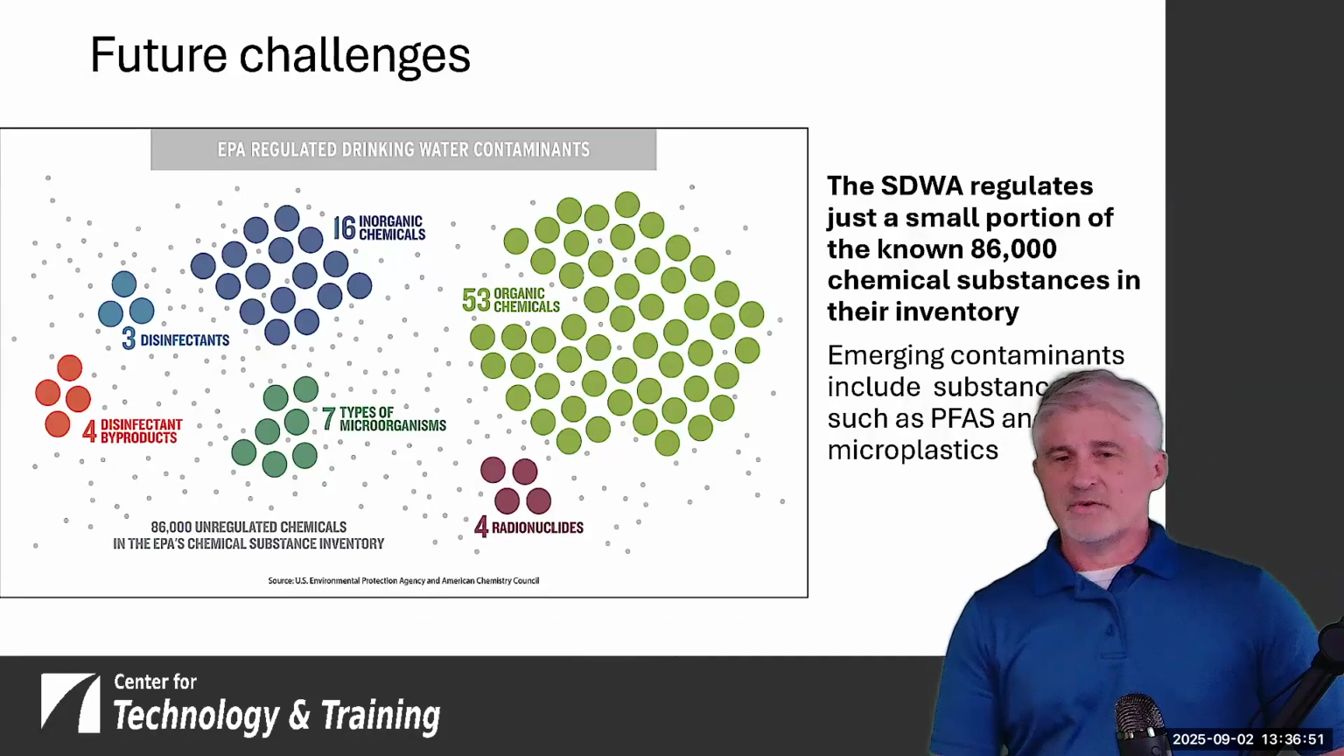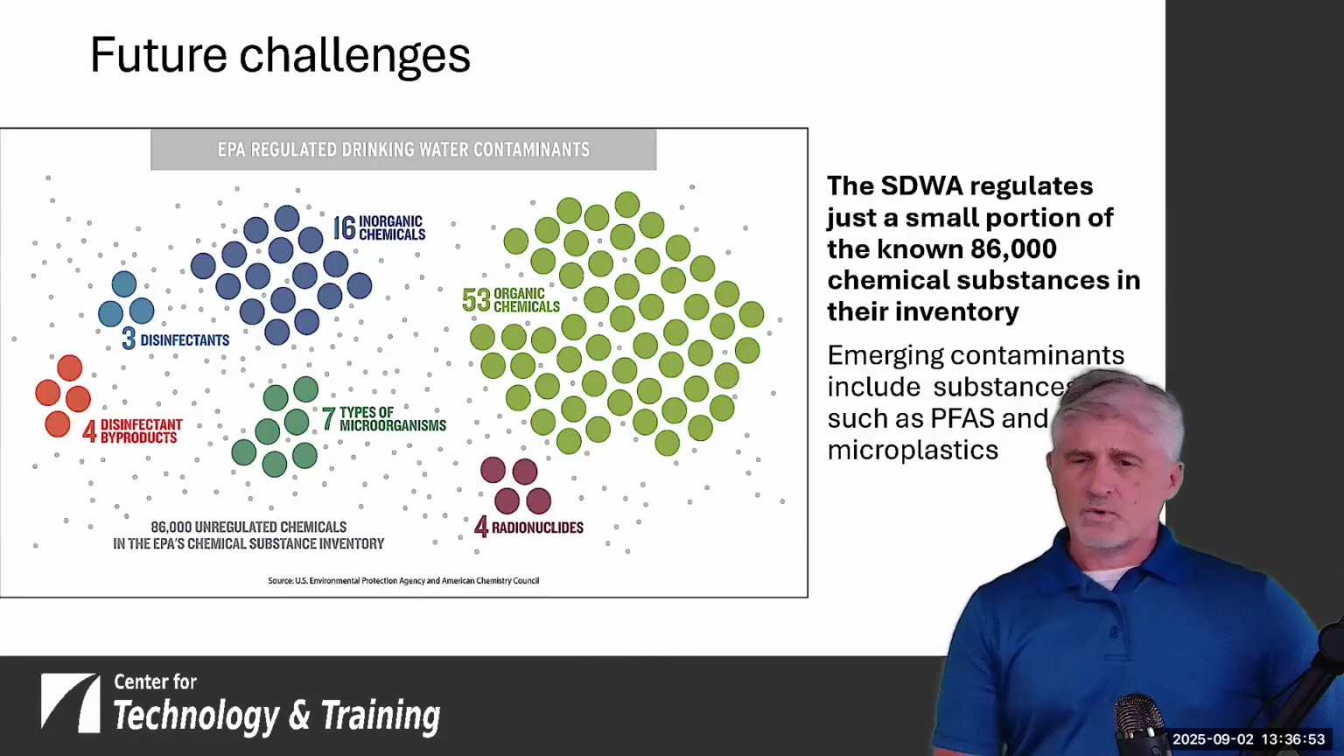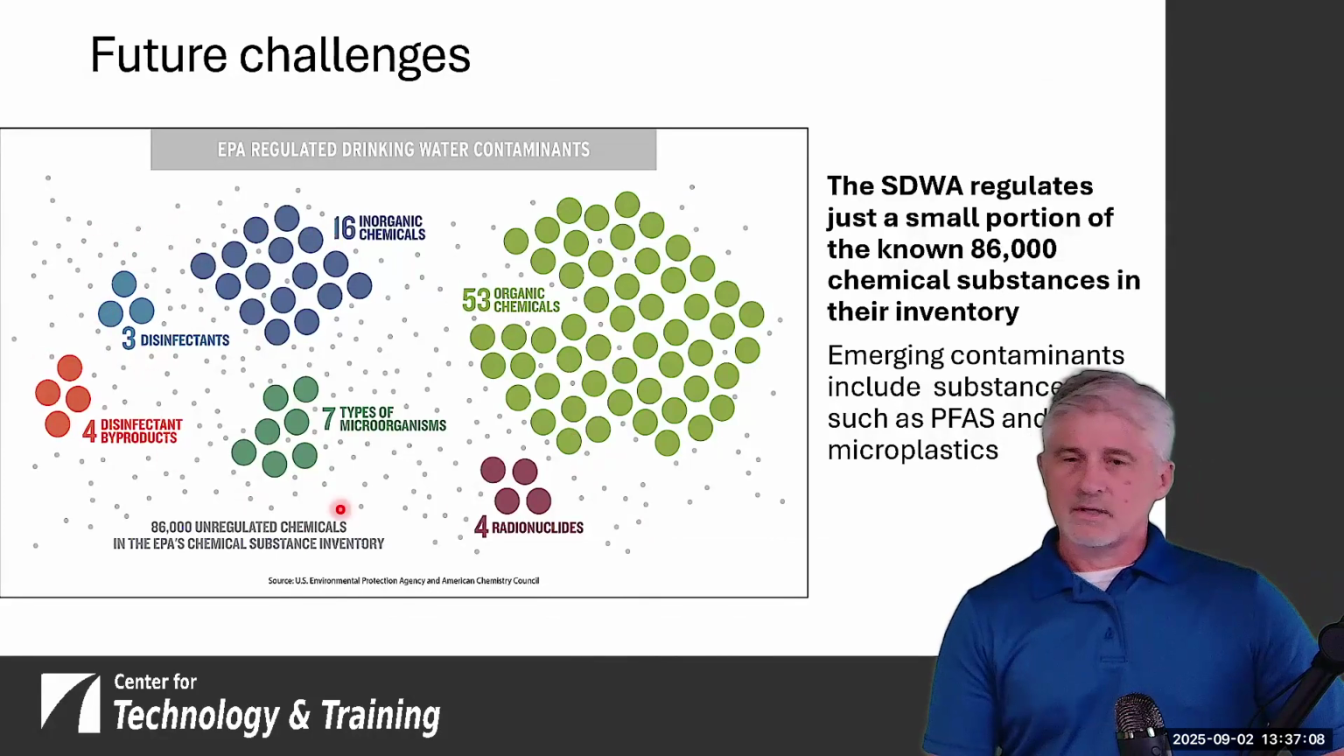And then, what do we have to look forward to in the future? When it comes to surface water, the regulations change very quickly. There are a host of different things that we've already looked at, that EPA already regulates. I think if I look at these numbers as a total, there's around 87 different things that EPA regulates. But there's 86,000 that are in the inventory and aren't being regulated at this point.